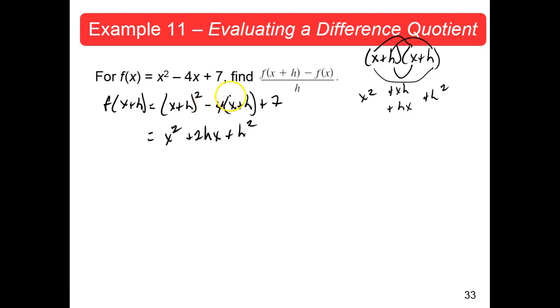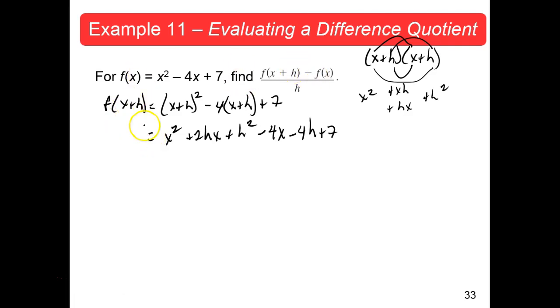No, here. All you did was x plus h squared. Then minus 4x. You distribute the minus sign too. Minus 4h plus 7. All right. That's the first part.